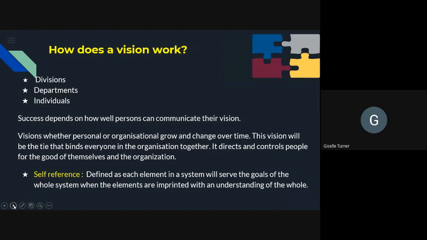So how does a vision work? It works on a number of levels, whether individuals, divisions, departments, and the success will depend on how well persons can communicate their vision. So whether the vision is personal or organizational, it will grow and change over time. And this vision is what will tie everyone in the organization together by directing and controlling people for the good of themselves and the organization.